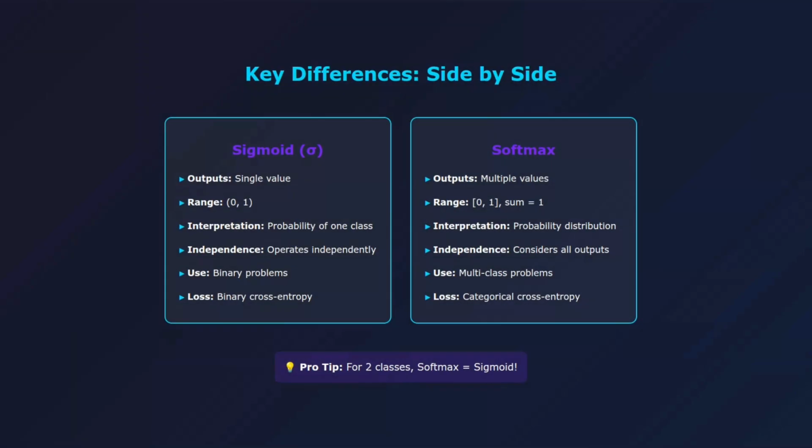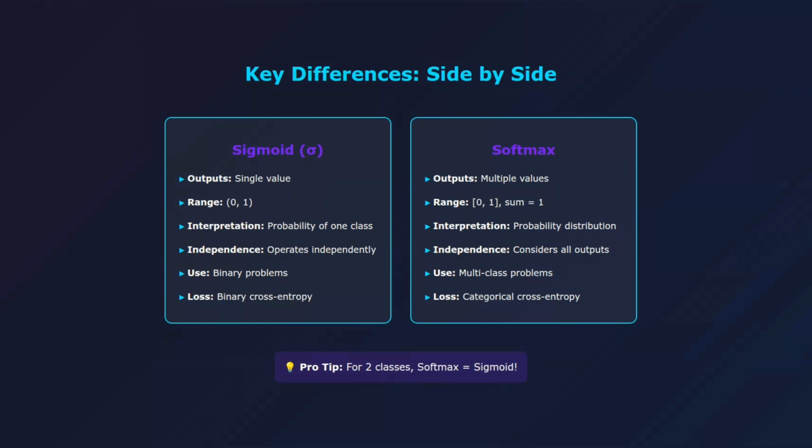Let's put everything together and compare them directly. Number of outputs. Sigmoid gives one output, Softmax gives multiple outputs. Output interpretation. Sigmoid gives probability of one class, Softmax gives probability distribution across all classes. Mathematical relationship. Sigmoid operates independently, Softmax considers all outputs together. Use case. Sigmoid for binary problems, Softmax for multi-class problems.